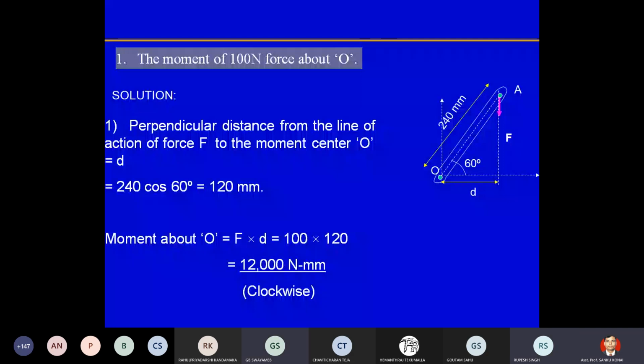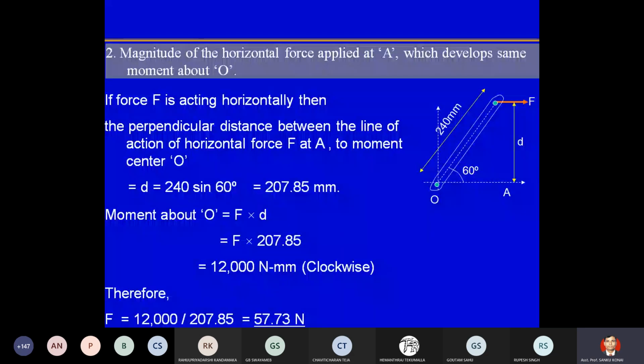Now let's go to the second question. Magnitude of the horizontal force applied at A which develops the same moment about O. So we will consider one force F acting in the horizontal direction. Now it is asking you to find the value of F as it is acting horizontally. Same effect means we have already calculated the moment. So we will take that moment and find this.